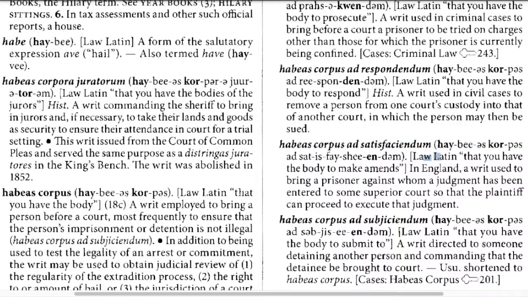Then we have the habeas corpus ad satisfaciendum, and that's you have the body to make amends. In England, a writ used to bring a prisoner against whom a judgment has been entered to some superior court so that the plaintiff can proceed to execute that judgment. Wow.